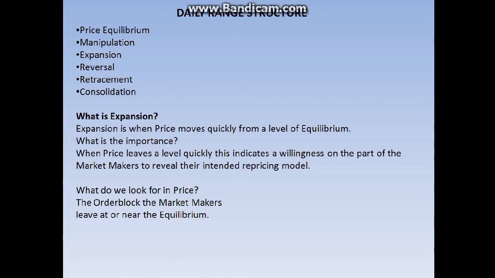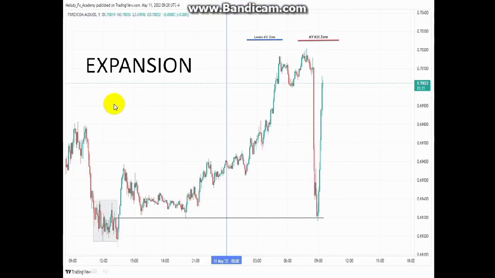Now when we have an expansion, what do we look for in price? We look for the other blocks the market makers leave at or near the equilibrium. Once we have an expansion, there are always going to be other blocks in the market that price is going to leave behind. That's the footprint we make reference to once we have an expansion. Now let's go down and see how that looks in price action.